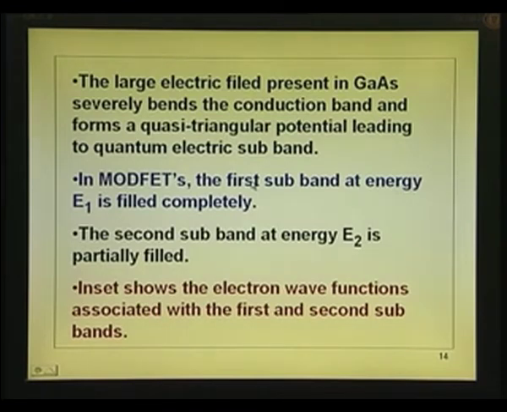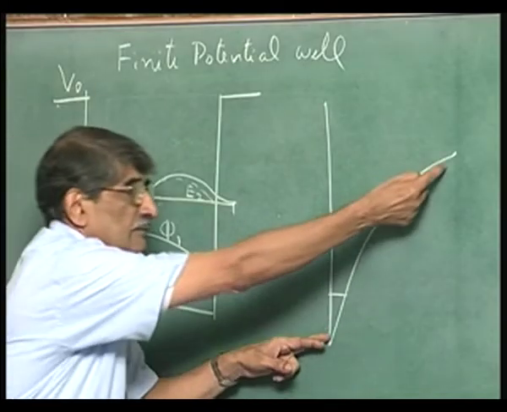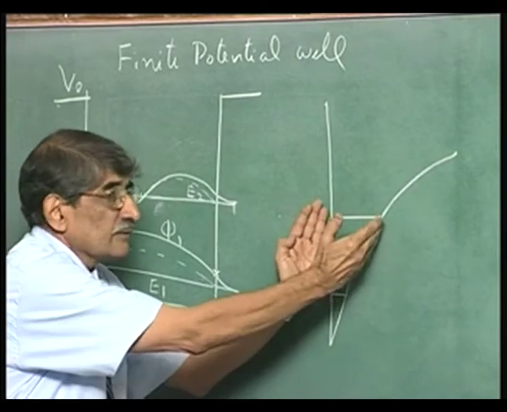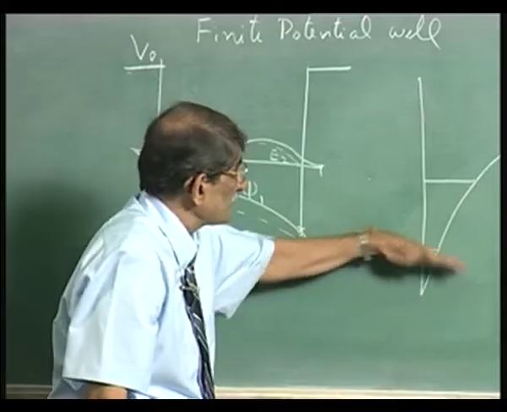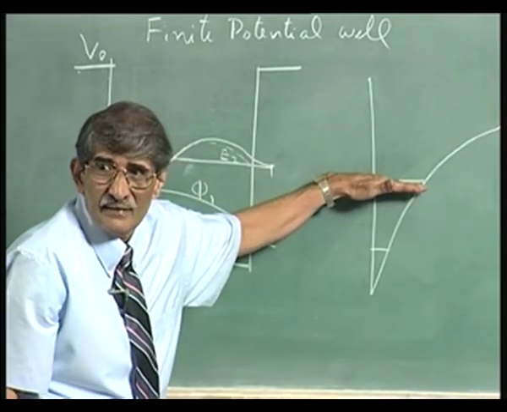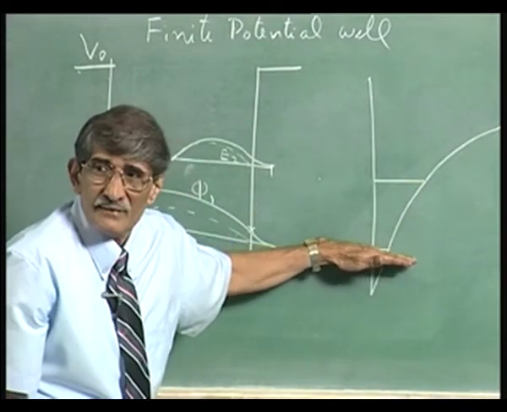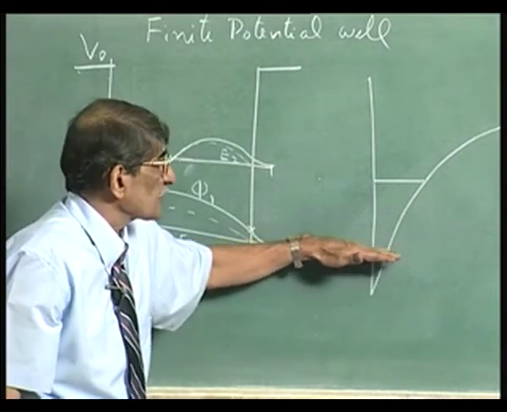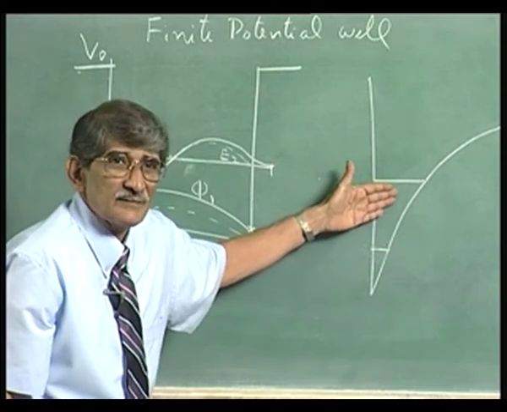Summing up what we said, the large electric field present in the gallium arsenide severely bends the conduction band and forms a quasi triangular potential, leading to quantum subwells, subbands. The large electric field gives us potential there, and it leads to this triangular quantum well and to the subbands. That is what we say there. In a MOSFET, the first subwell will be filled first. It is almost completely filled. This one will be partially filled.